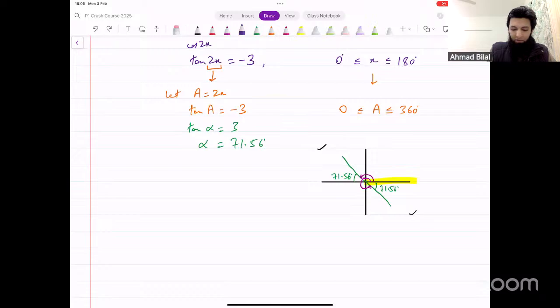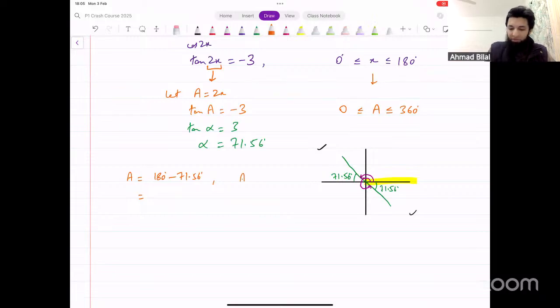Let's write them down. One is going to be A equal to 180, angle on a straight line, minus 71.56. That's one possible angle. And then the other possible angle is 180 plus 71.56.